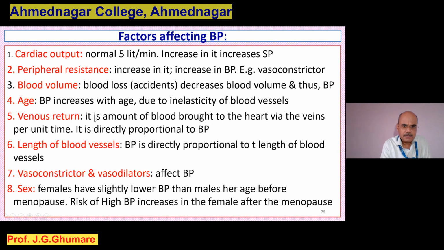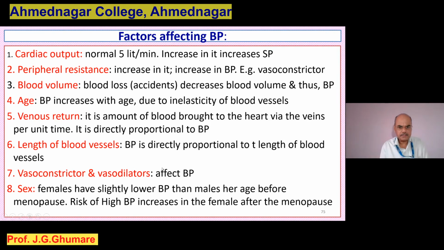Venous return is another factor, where the amount of blood brought to the heart via veins per unit time is directly proportional to the blood pressure. The more the venous return, the more will be the pressure definitely. Similarly, the length of a blood vessel is directly proportional to the blood pressure.